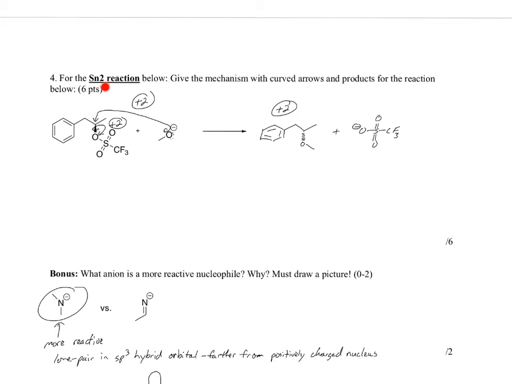Number 4. For the SN2 reaction below, give the mechanism with curved arrows and the products for the reaction. So you had to recognize this as an SN2 reaction, which means it's going to be one step, right? 2 arrows in this case, and you're going to have inversion. So a couple things folks kind of got goofed up on. They didn't do the right mechanism.